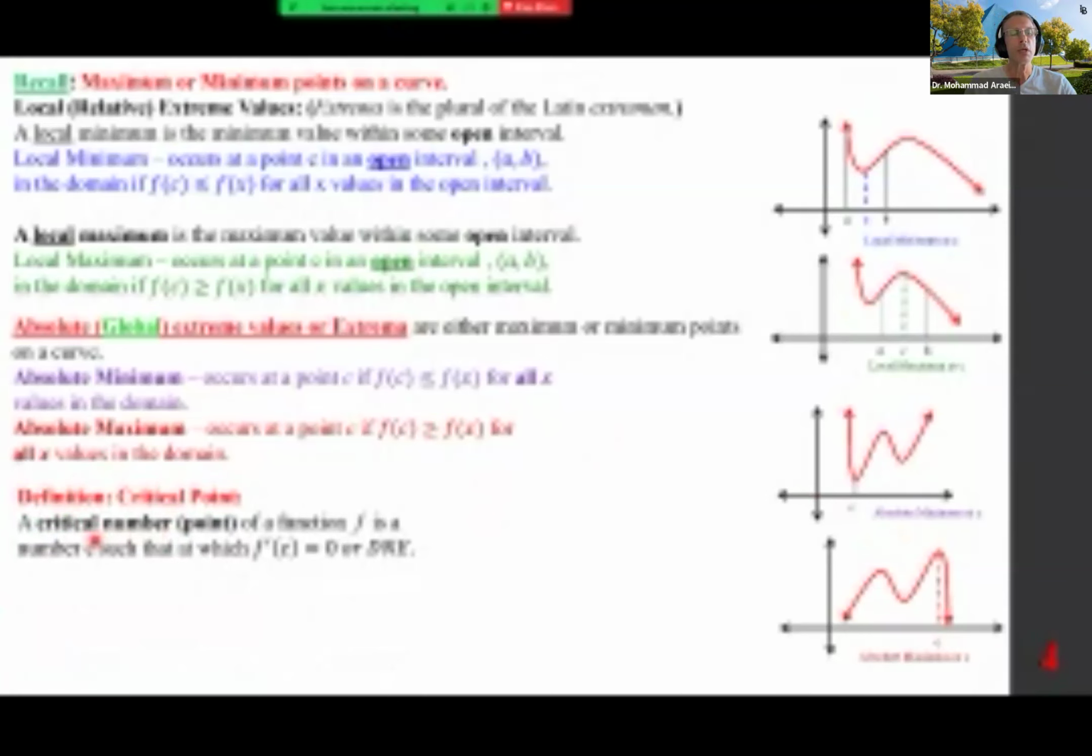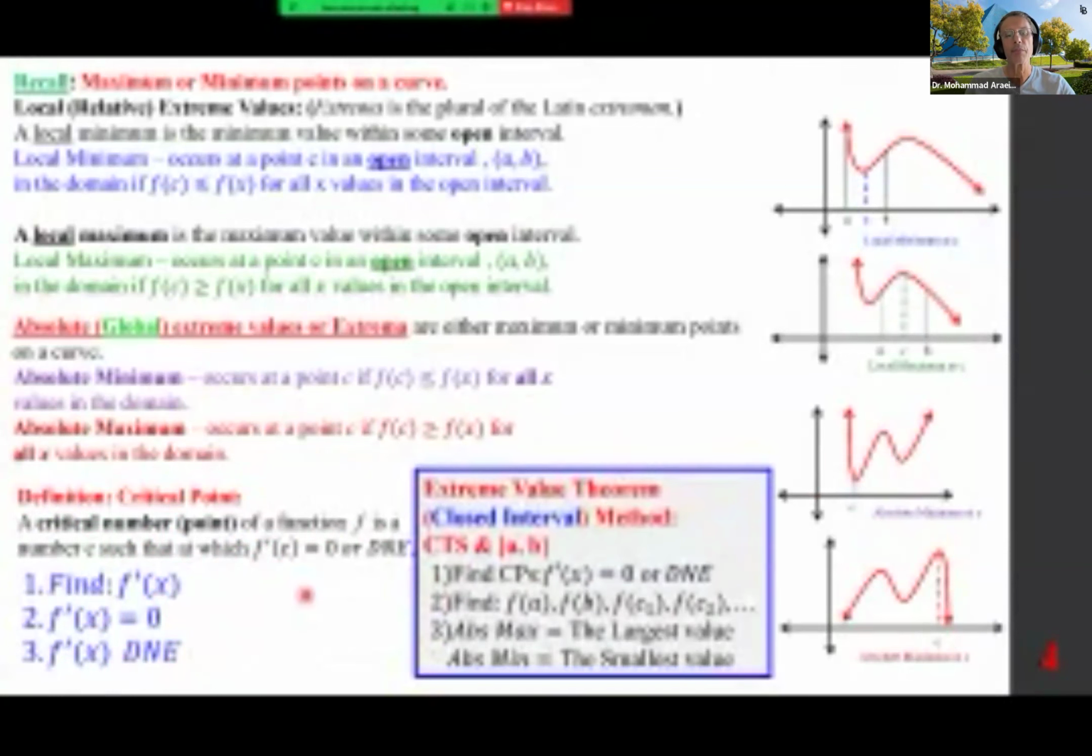Definition of a critical point: a critical number or point of a function f is a number c such that f prime is either 0 or does not exist. The process is to find f prime of x, set f prime of x equal to 0 or f prime does not exist. The extreme value theorem or closed interval method applies to a continuous function in a closed interval of a to b. First, we find the CPs, critical points, by setting f prime equal to 0 or does not exist. Then we evaluate the function at the end points a and b as well as the critical points. The absolute maximum is the largest value and the absolute minimum is the smallest value.